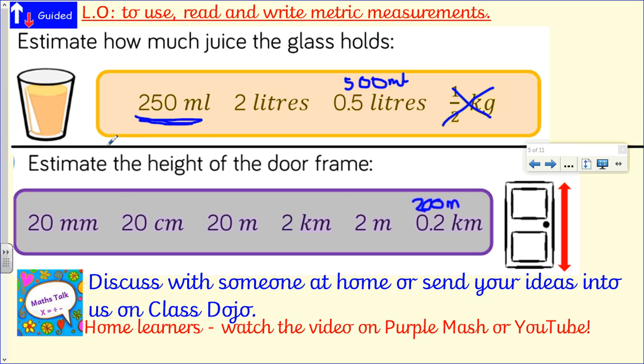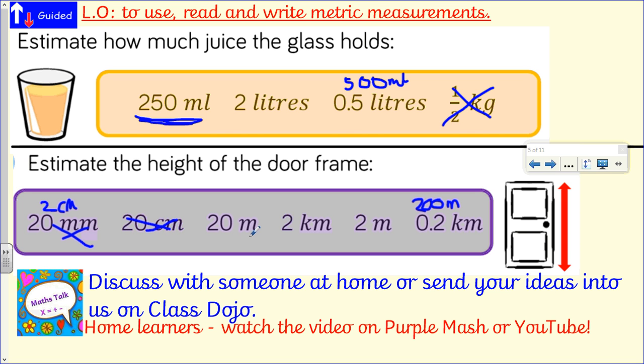So estimate the height of the door frame. On this one, these things do all work for length, for height, so they could all be a possibility. Now 20 millimeters is 2 centimeters. If you think a door is 2 centimeters, I mean, not even a fairy door is 2 centimeters, people. That's just way too small. 20 centimeters is less than the size of your normal ruler that we've got in class, or slightly more if you've got a 15 centimeter one. Definitely not the height of the door. I'm just going to get rid of these two.